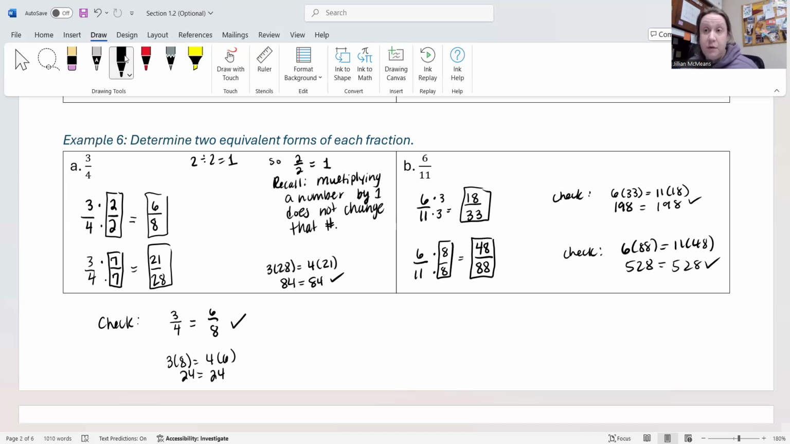So finding an equivalent form of a fraction is really easy. Just multiply the top and bottom by the same number, which is secretly multiplying by 1. And we know that when we multiply by 1, nothing really happens. So we're just changing the way the fraction looks, but we're not changing its value.